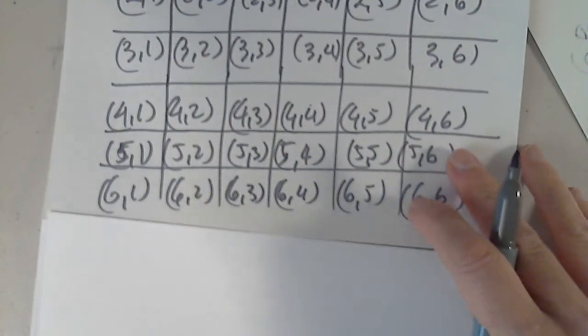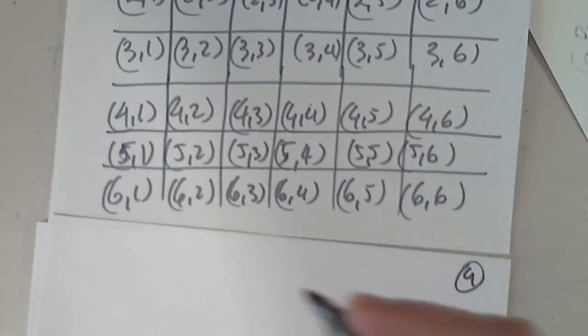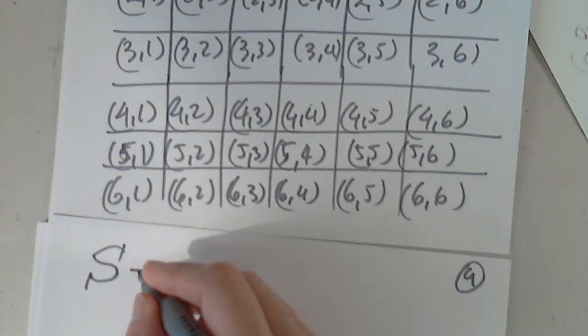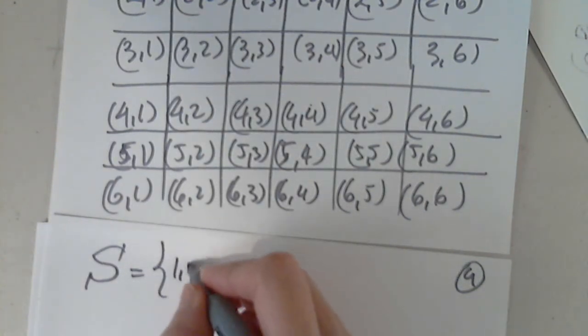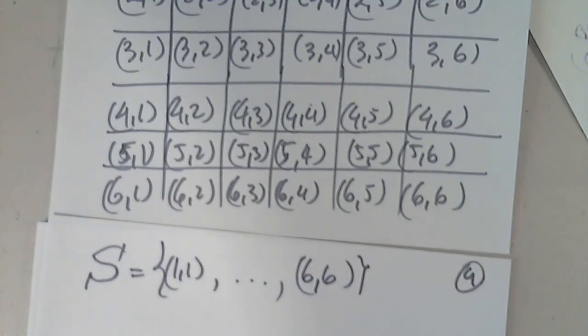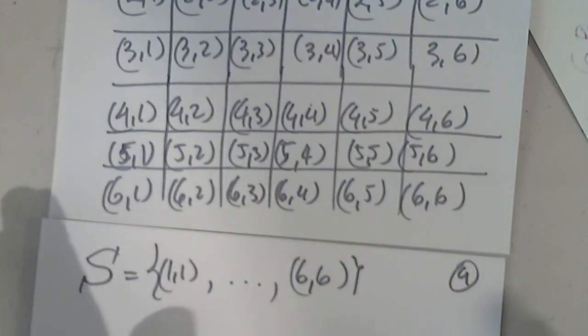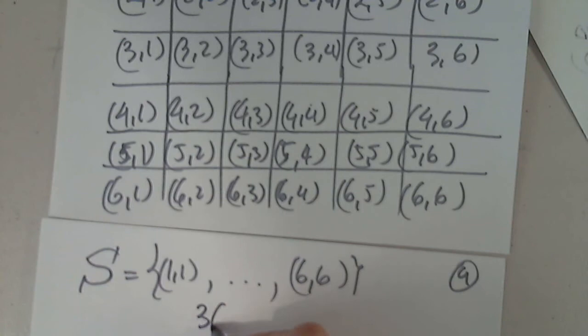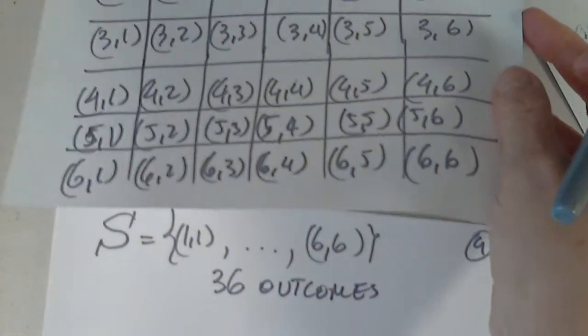First question. What is the sample space? Everything from 1,1 to 6,6, and there is nothing else. This is the sample space. This is all that can happen. How many? 6 times 6, 36 outcomes. 36 possible outcomes.